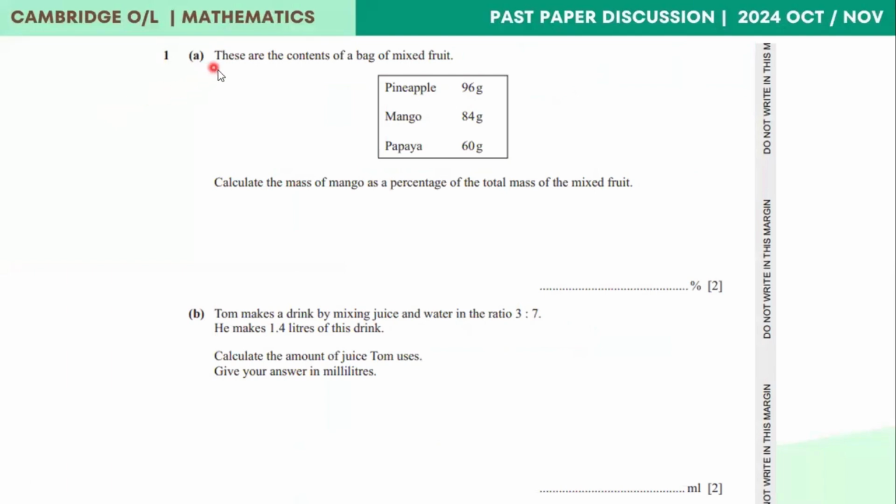The first question, A part. These are the contents of a bag of mixed fruit: pineapple 96 grams, mango 84 grams, and papaya 60 grams. Calculate the mass of mango as a percentage of the total mass of the mixed fruit. So that's simple. Mass of mango is 84, and calculate it as a fraction of the total mass of the mixed fruit. So that would be 84 over 96 plus 84 plus 60.